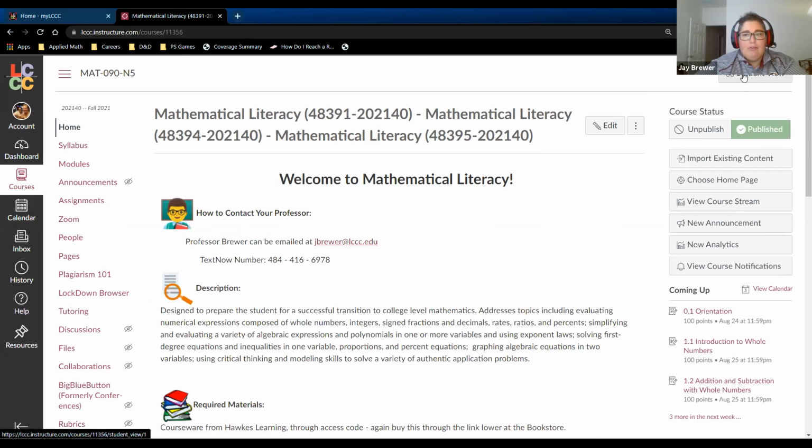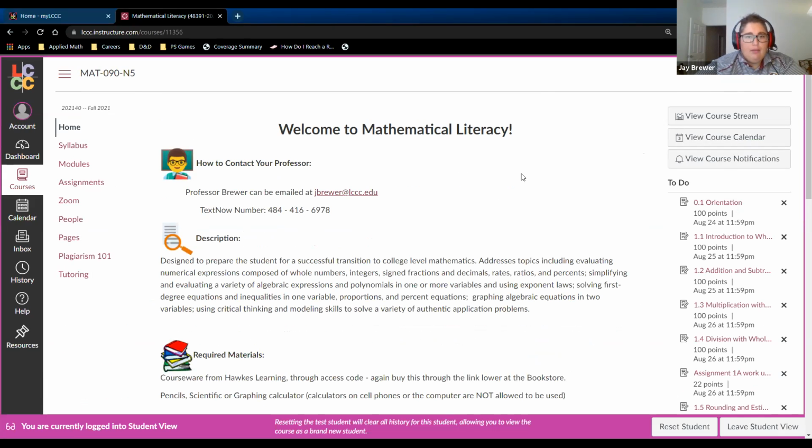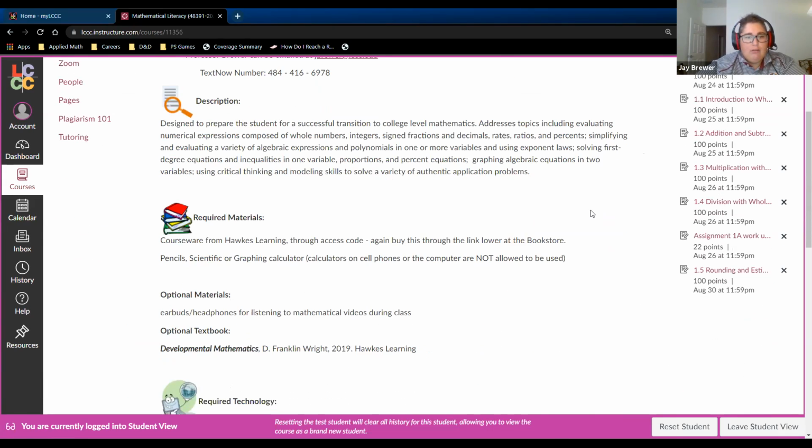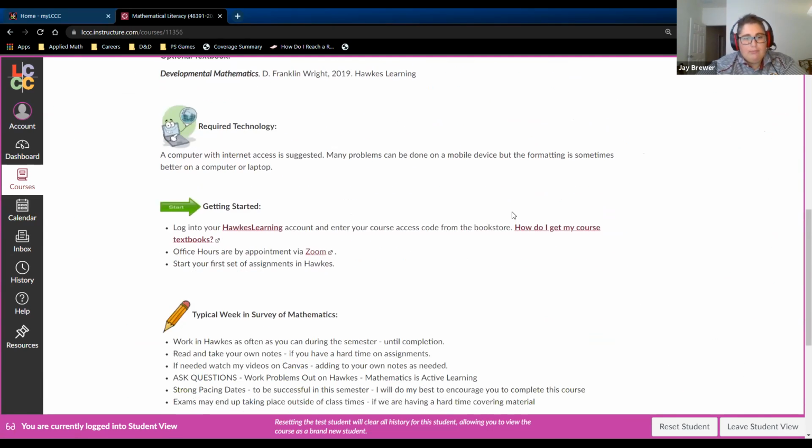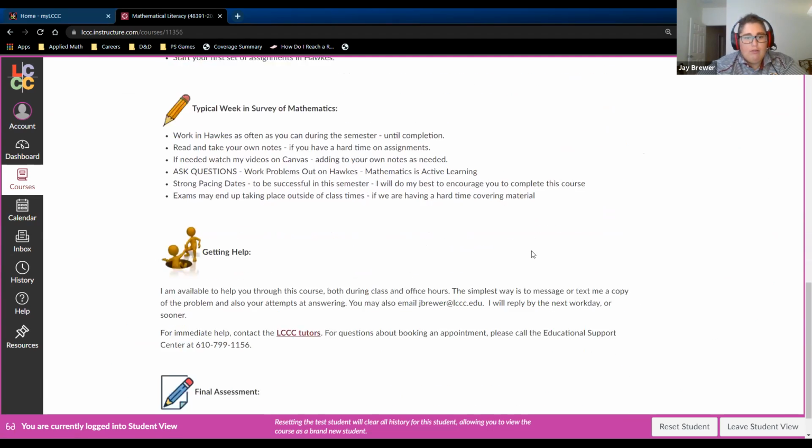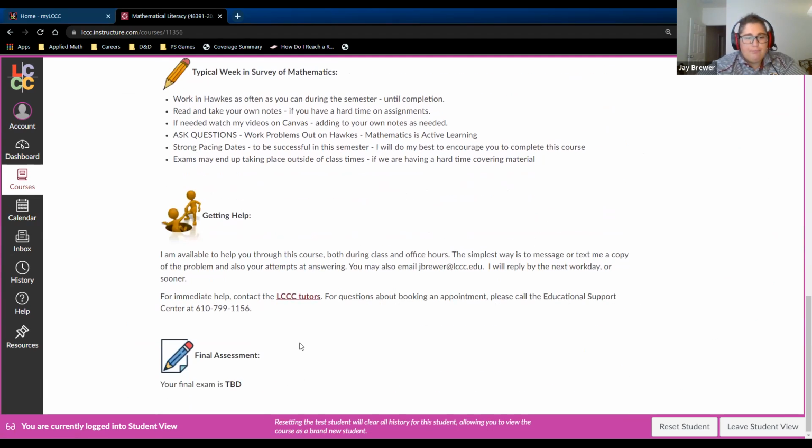And right now I'll go into Student View, so we'll have the same screens. This is a welcome page for you. It kind of pulls out all of the necessary information from our syllabus, which I will go over.